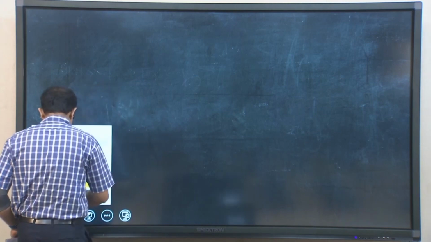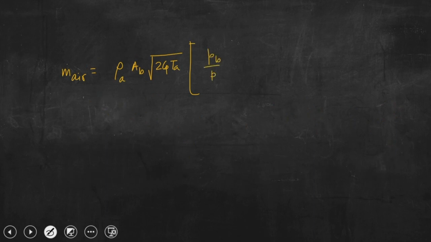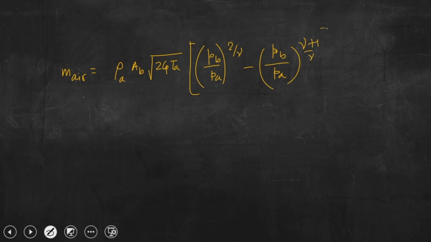So, let me write here. m dot air is rho a Ab under root 2 Cp Ta, and that means we are trying to take this component inside this root, and we can write this is (Pb by Pa) power 2 by gamma, minus (Pb by Pa) power (gamma plus 1) upon gamma, all to the power half. So, this is the mass flow rate of air, right.